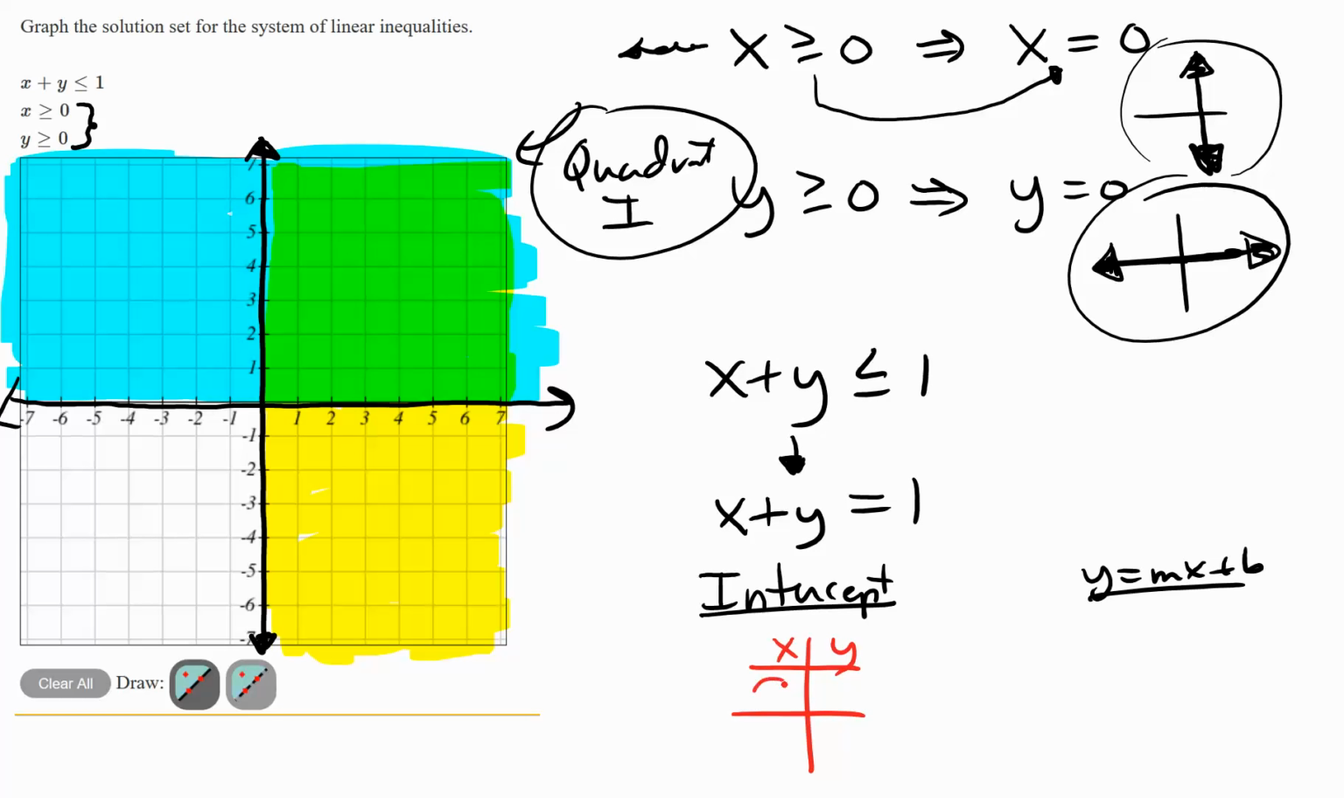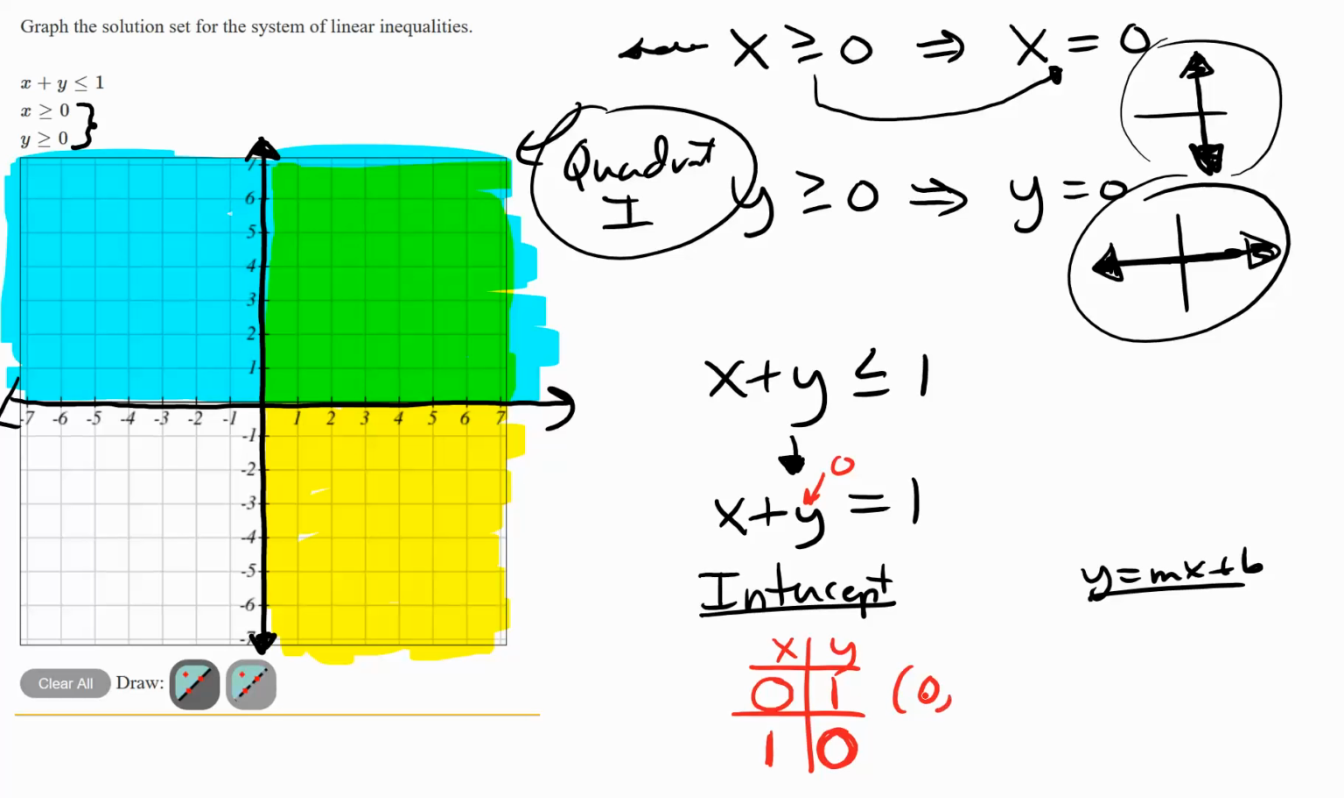Intercept method just says this. What happens if x is 0? If x is 0, this whole thing becomes 0, and the y value has to be equal to 1. Then we go the other way. What happens if the y value is 0? So let's erase that. What happens if the y value is 0? The x absolutely has to be equal to 1.